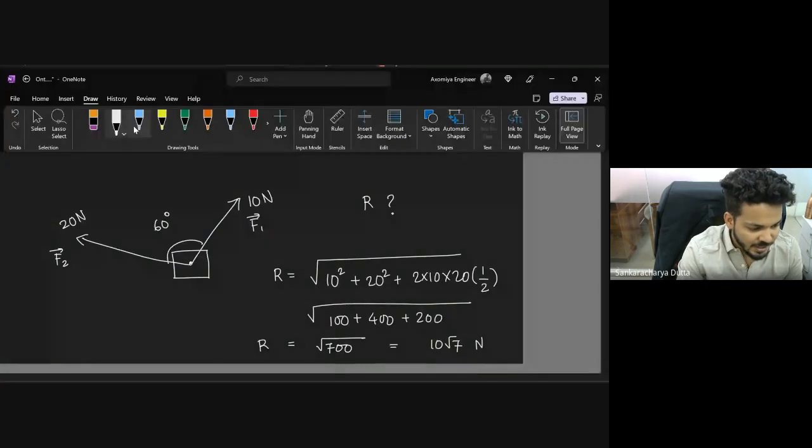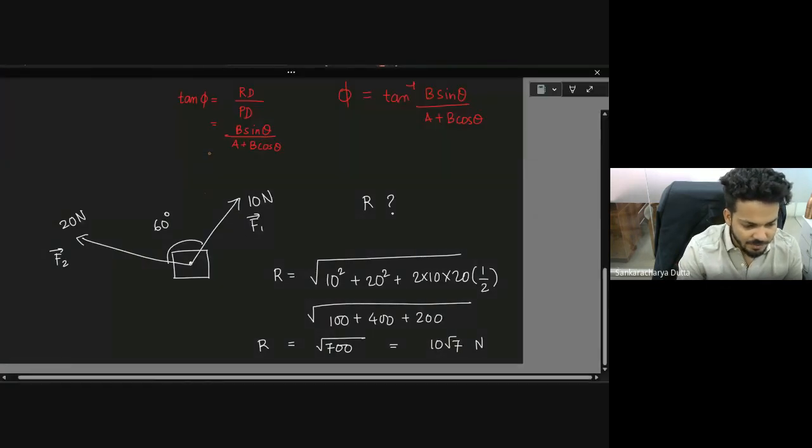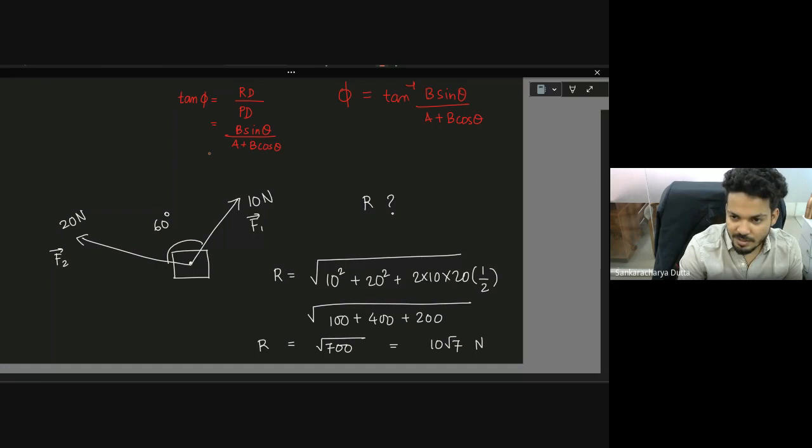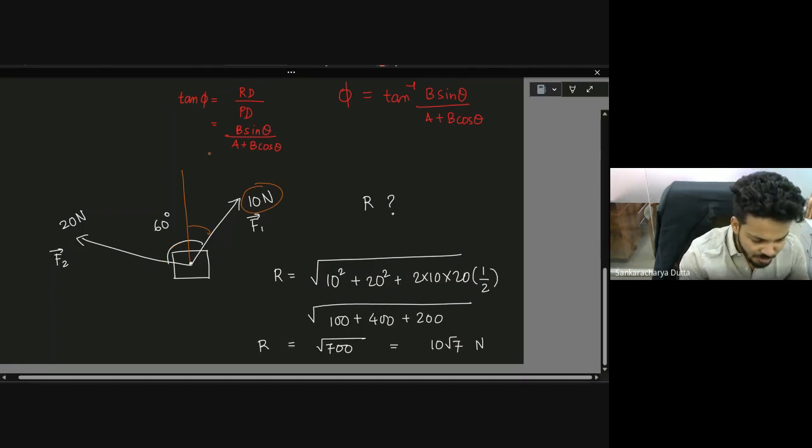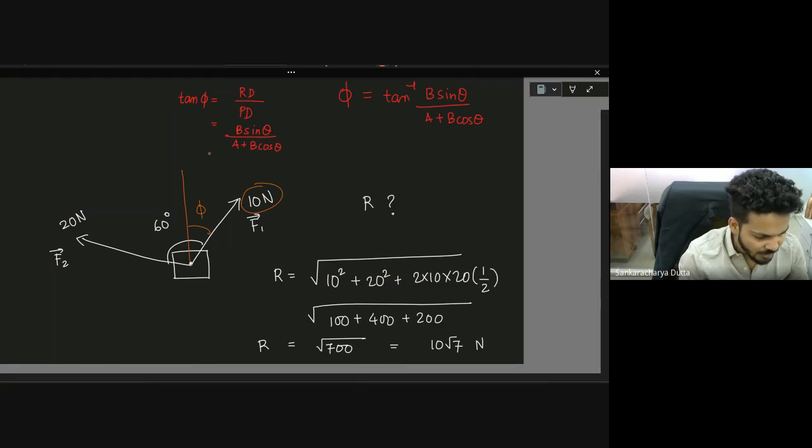Now understand, A and B that we have defined is essentially subject to perspective. For example, if you take this as A, then this is the angle we are finding. If you take the other one as A, then this will be the angle we were finding. So I'm taking 10 Newton to be A, 20 Newton to be B, and this is the phi I'm looking for. The resultant is in this direction, let's say.